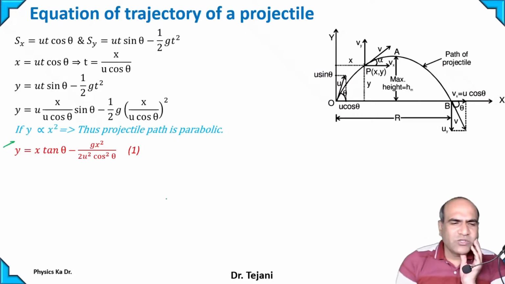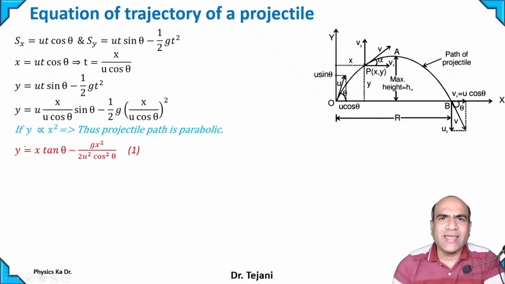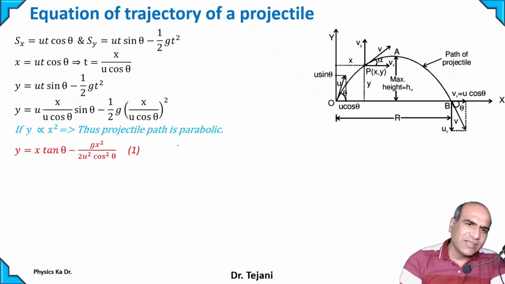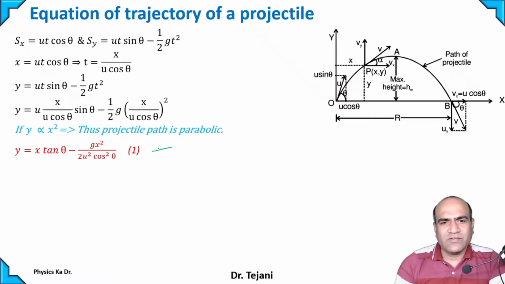So you have y is equal to x tan theta minus g x square divided by 2 u square cos square theta. You please remember this equation. This is also very useful. Yes, you have to remember so many equations in physics.